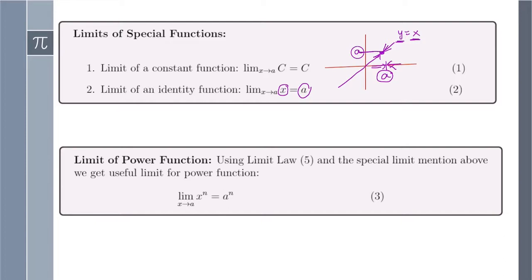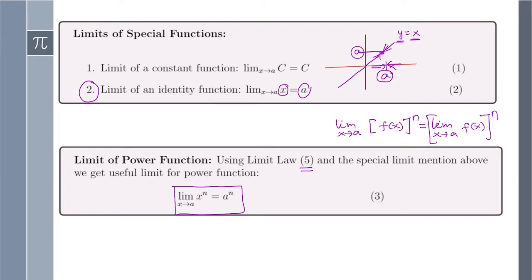Now we have this power function here, which is very important. We can get this one by using limit law 5. If you remember, in limit law 5 we had this: the limit as x approaches a of f of x raised to the nth power equals the limit as x approaches a of f of x, and then we take the nth power of the whole thing. Now if we use this law and this second limit here, then we'll get this formula right here. So this is how we get this.